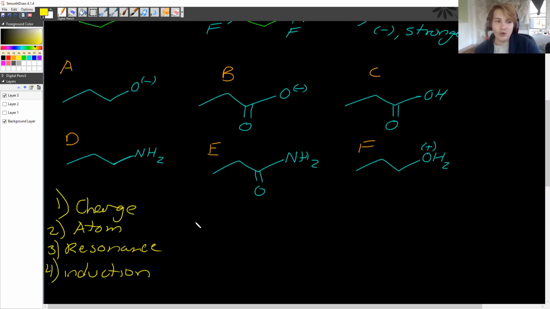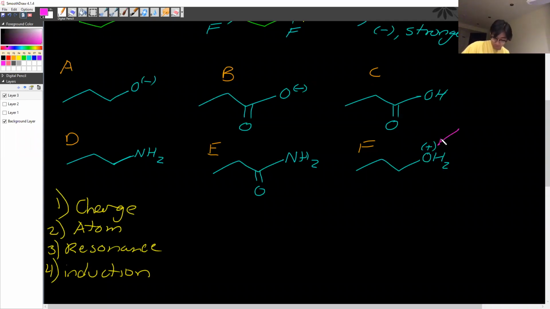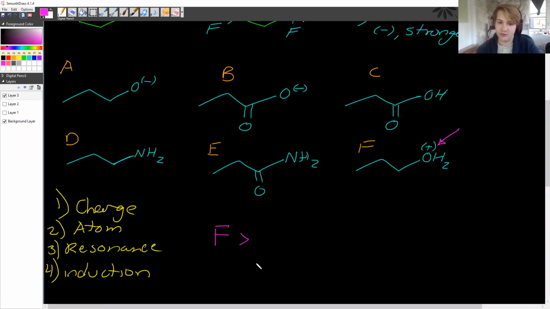So who has an idea of, hands down, no ifs, ands, or buts, what's probably going to be the most acidic molecule? F. I would say F, right? Why? Because it has that fantastic positive charge right there. And so what does charge do? Charge increases acidity by 10 quadrillion times, right? So of course, F is going to be the most acidic.